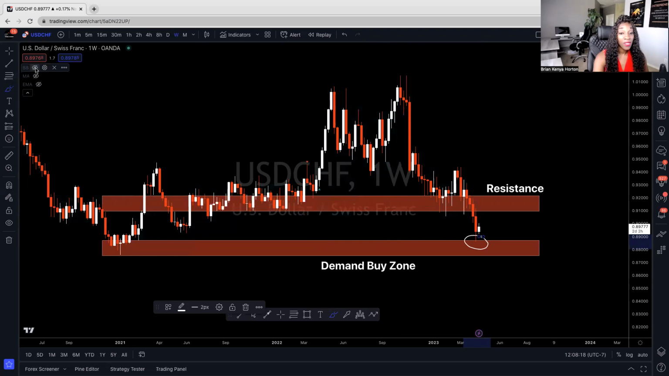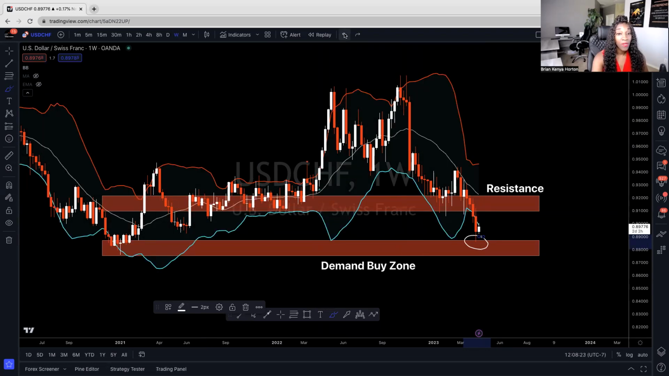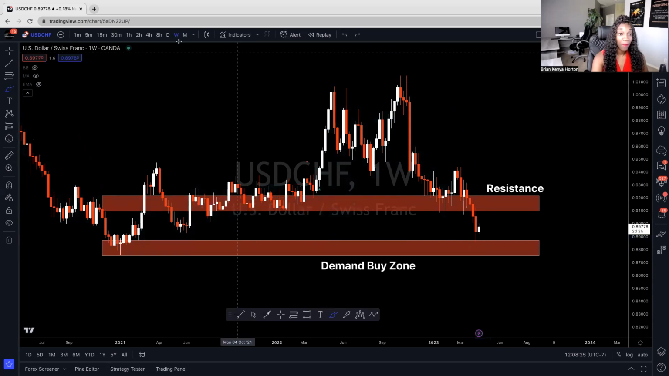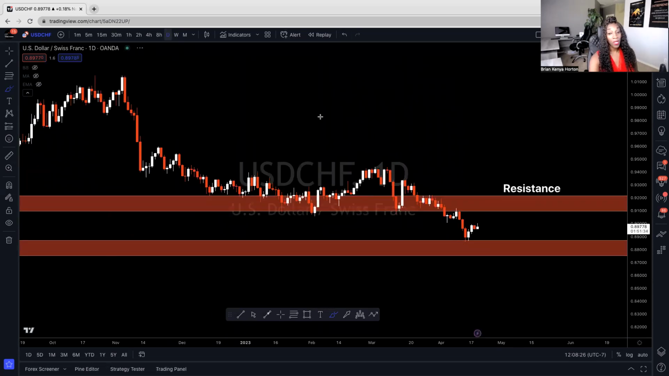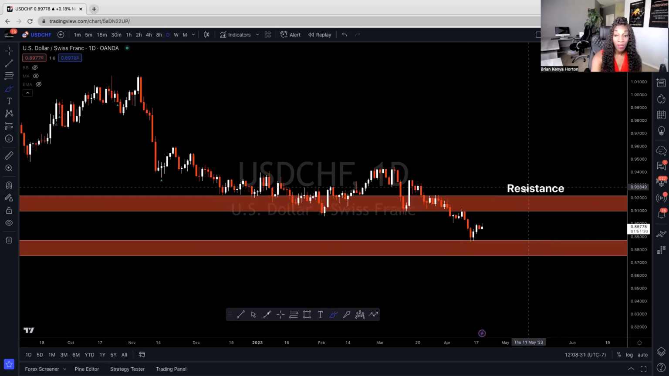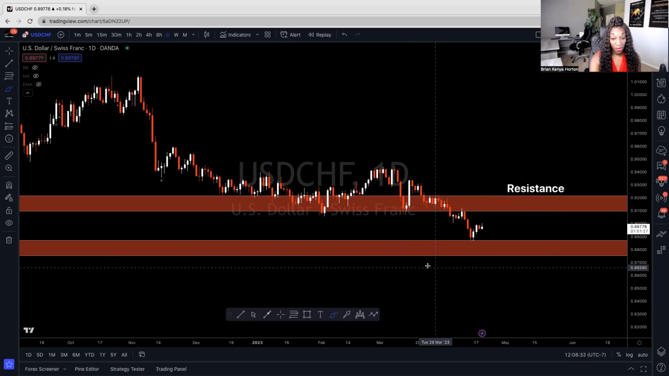So now that we know this, we can continue to drill down if we wanted to, and now we can move down to the daily time frame. So now we're going to go to the daily and we can find our opportunity on the daily. I've marked this as my resistance, and remember this is our demand buy zone.